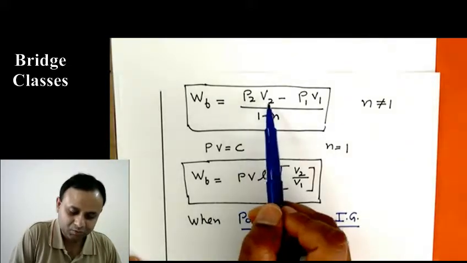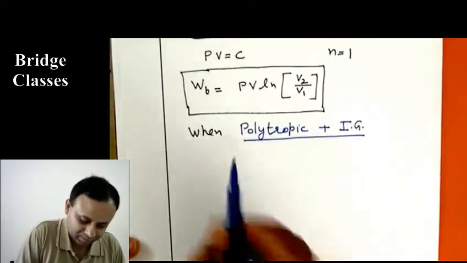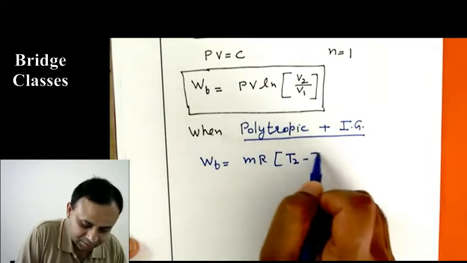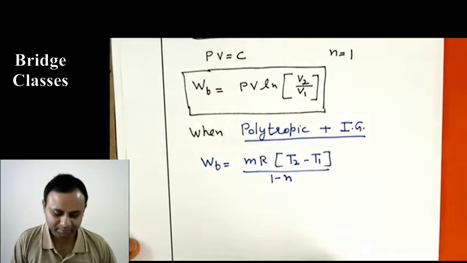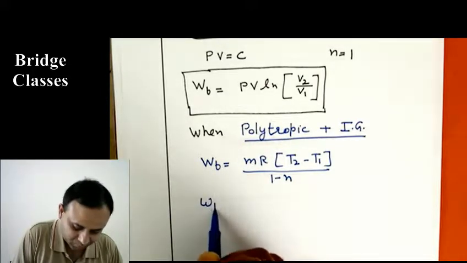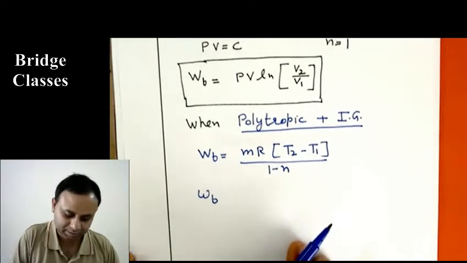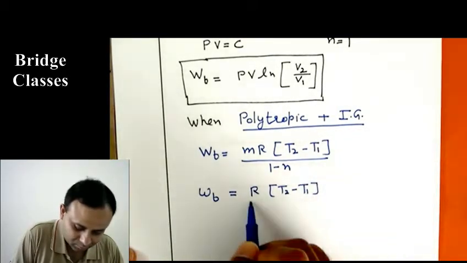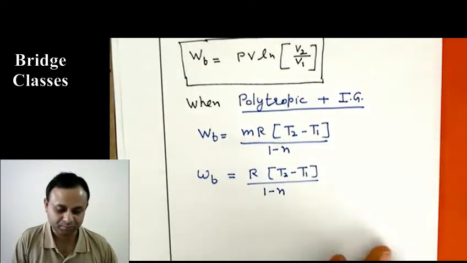Instead of P2 V2, you can write MRT2 using the ideal gas law. This will be MRT1. So the boundary work will become MR (T2 minus T1) over 1 minus N. Okay, you can do that. And you can divide this equation by M, and this will become lowercase w. So this will be work per unit mass, and we use a lowercase symbol for that. This will be R (T2 minus T1) over 1 minus N, if it is also an ideal gas along with being polytropic.